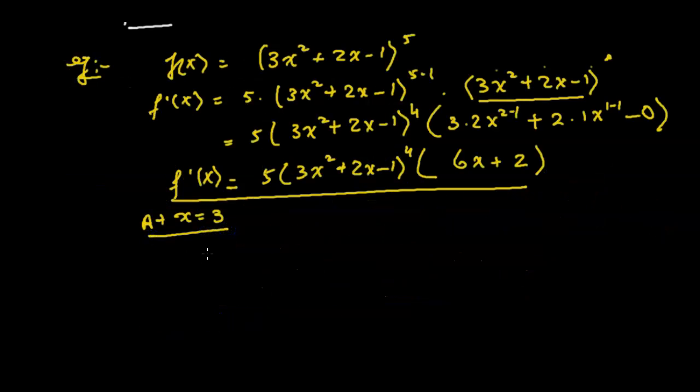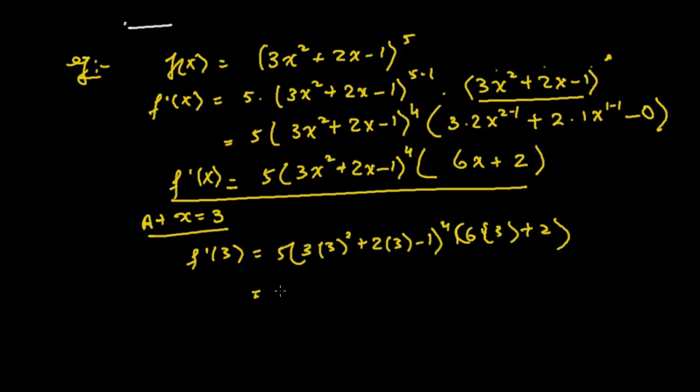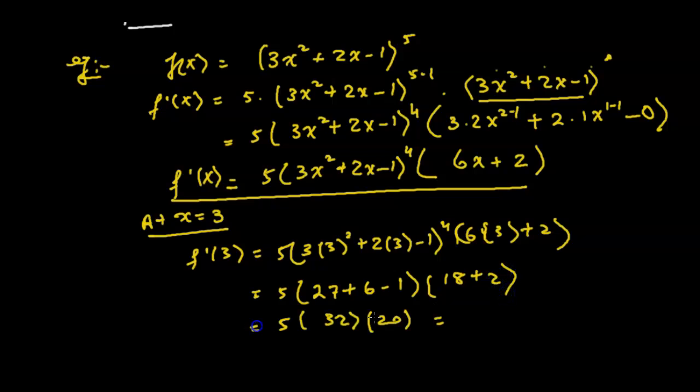Then we would just simply sub in x as 3 into the derivative equation and solve for the function. So this would give us 3 squared times 3 is 27 plus 6 minus 1 times 18 plus 2. When we simplify this further, we would get 3200 as the slope of this given function at x equal to 3.